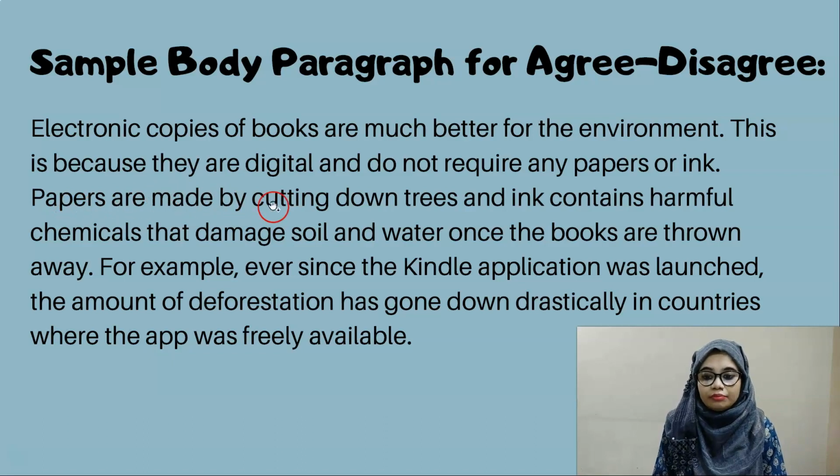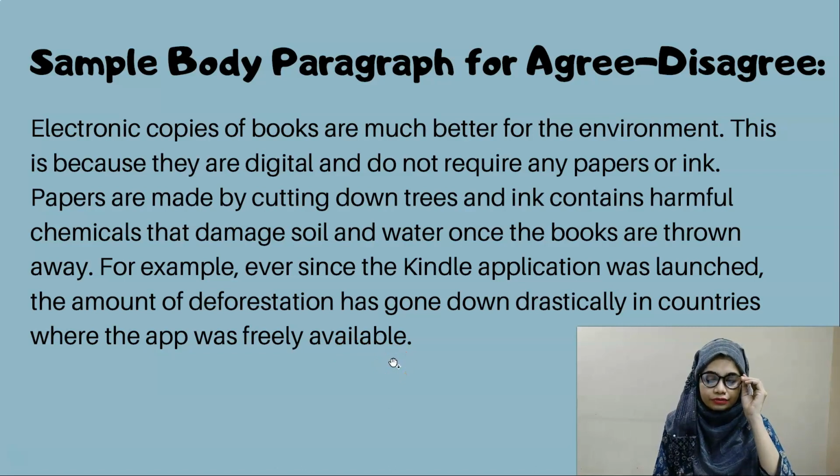The third sentence: papers are made by cutting down trees, and ink contains harmful chemicals that damage soil and water once the books are thrown away. Now this is the end of our explanation. Example: for example, ever since Kindle application was launched, the amount of deforestation has gone down drastically in countries where the app was freely available.